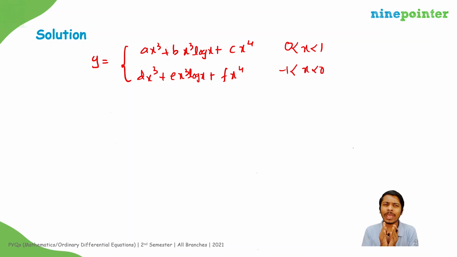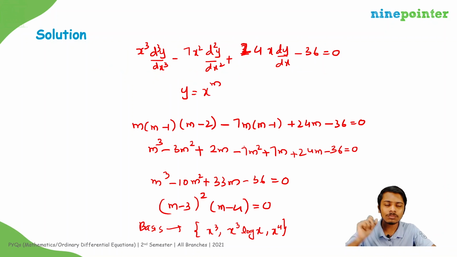So some way we have to extend this solution to 0 and get a solution for the entire space, that is minus 1 to 1. That's our entire interval. And then find the dimension, that is, how many degrees of freedom are left after extending and checking everything.